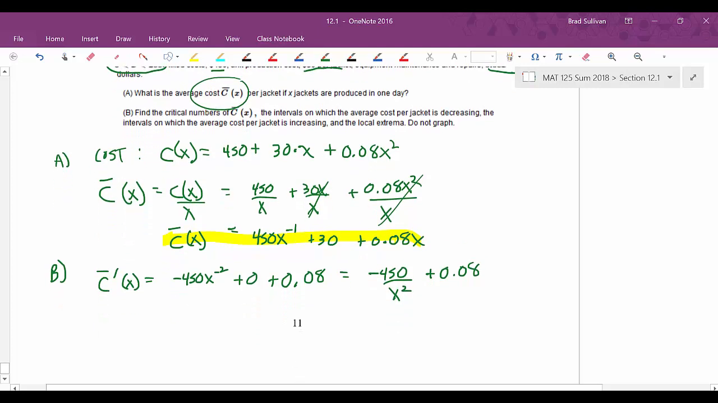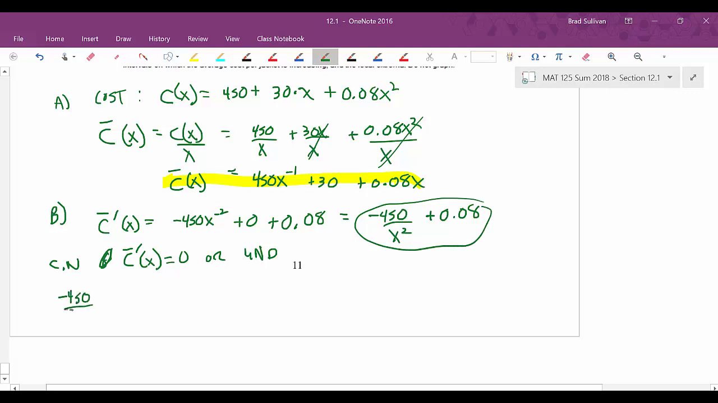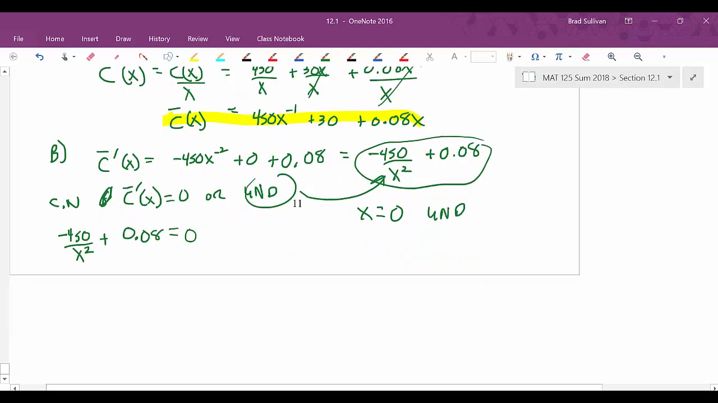Okay, now it says find the critical numbers and then find the intervals on which the average cost per jacket is decreasing and where it's increasing, and any extrema. So what we're going to do is, when we find the critical numbers, we're looking at where this derivative is 0 or undefined. So here's the derivative. First, we want to set it equal to 0 to find a critical number. Where is it undefined? Well, it's undefined when x is 0, because you have a 0 denominator.